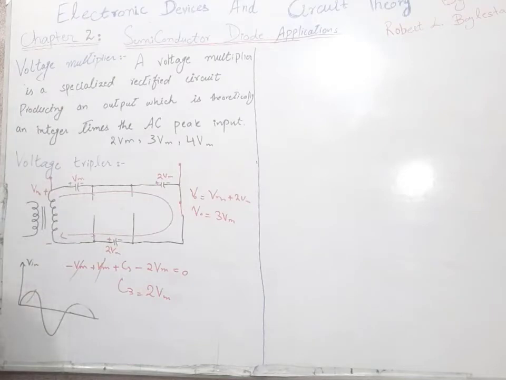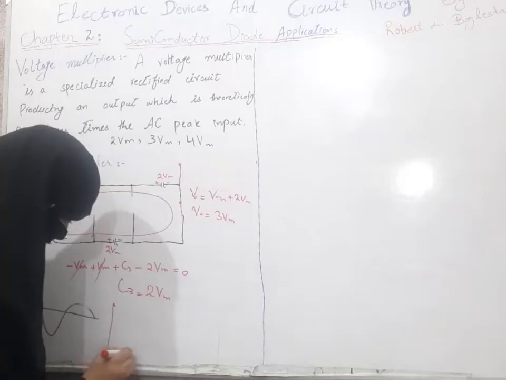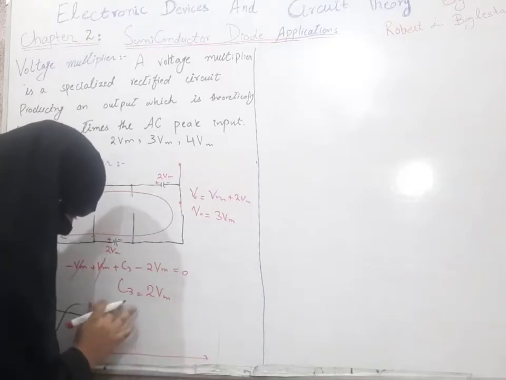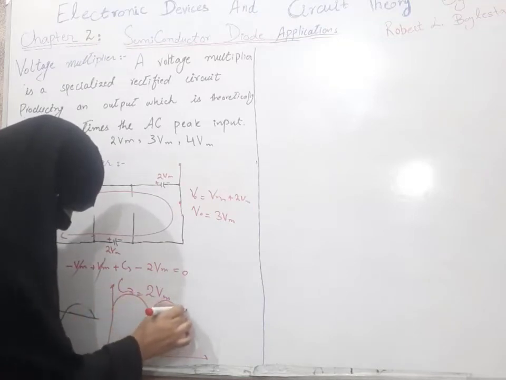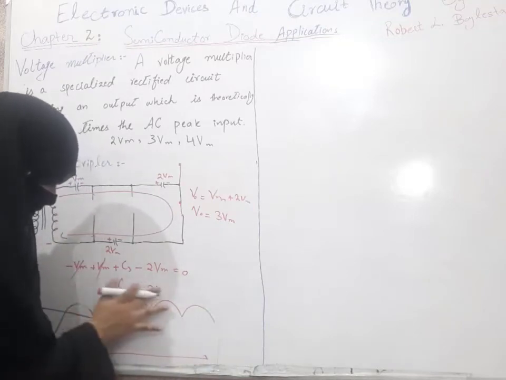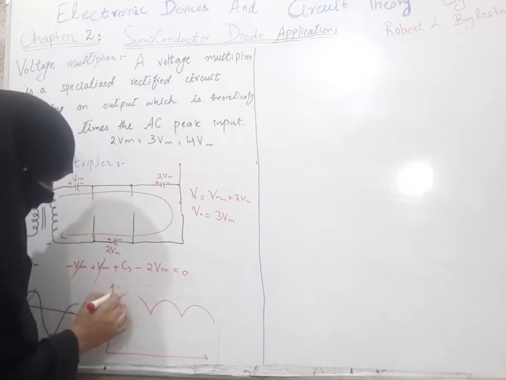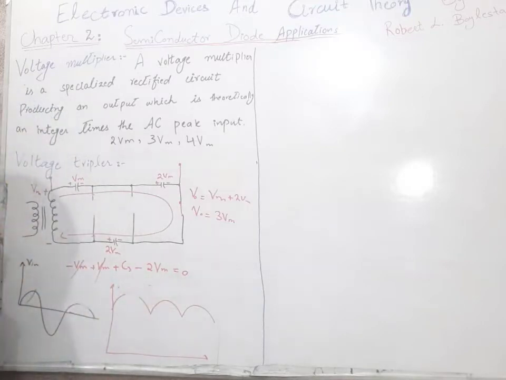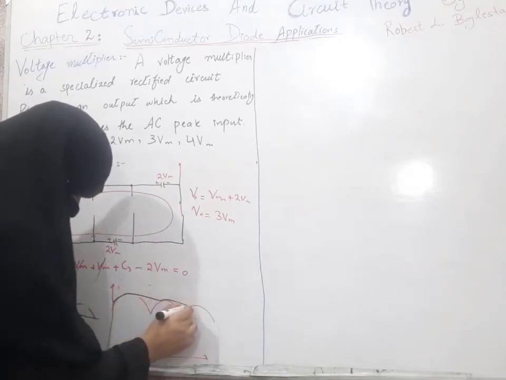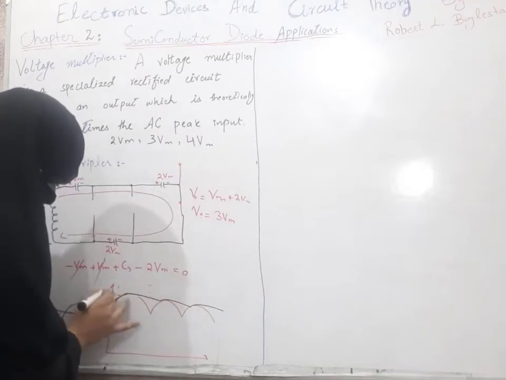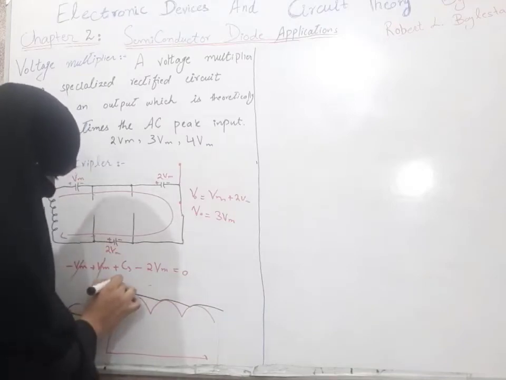So we get the voltage tripler circuit like this, and our voltage tripler circuit output waveform will be like this. And in the DC form we will get the value like this, and this is the 3 Vm maximum voltage level.